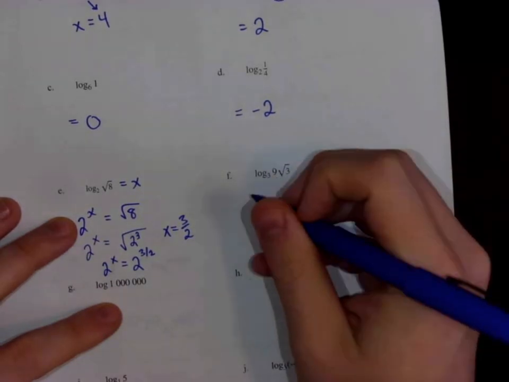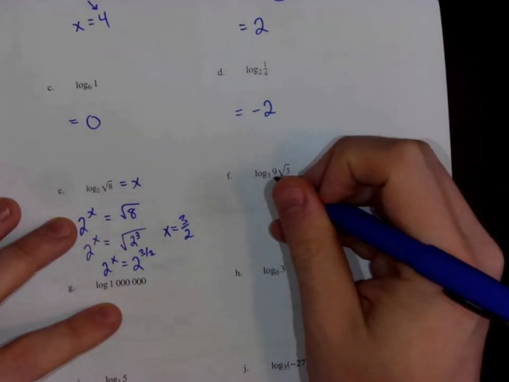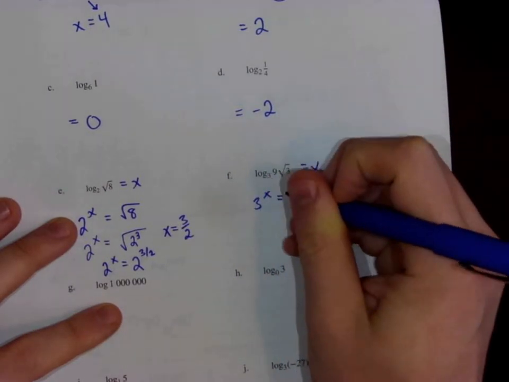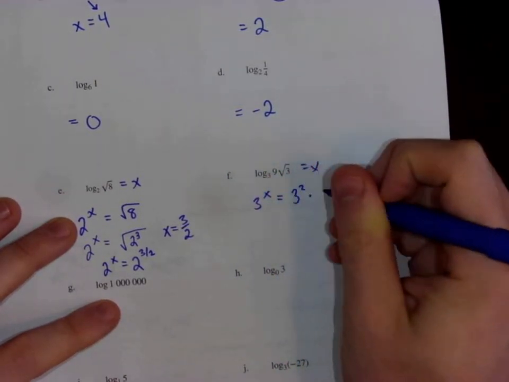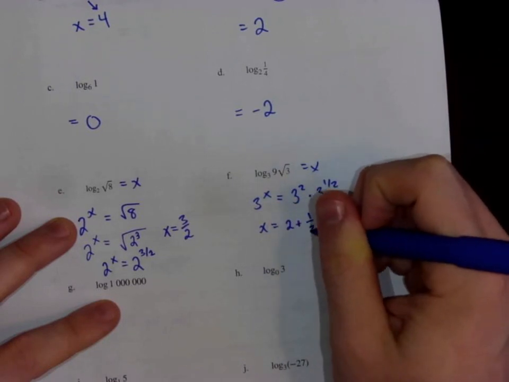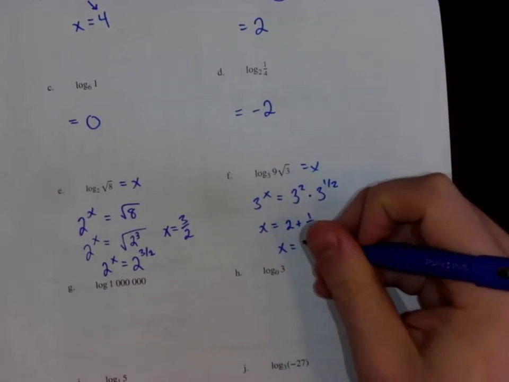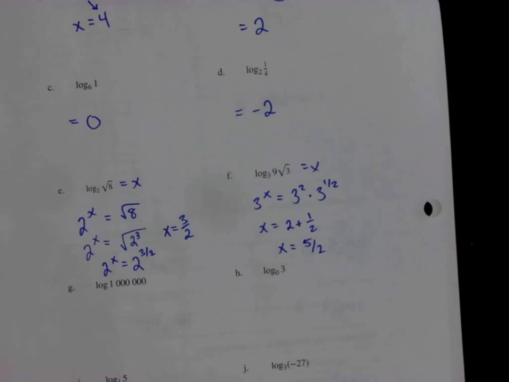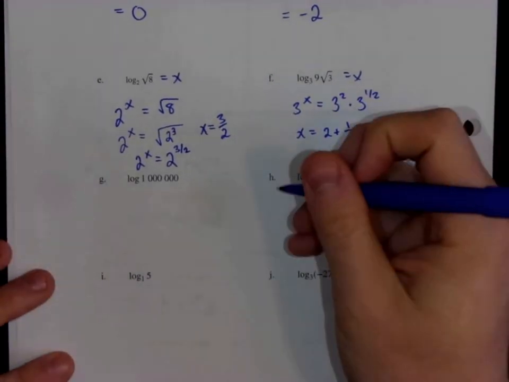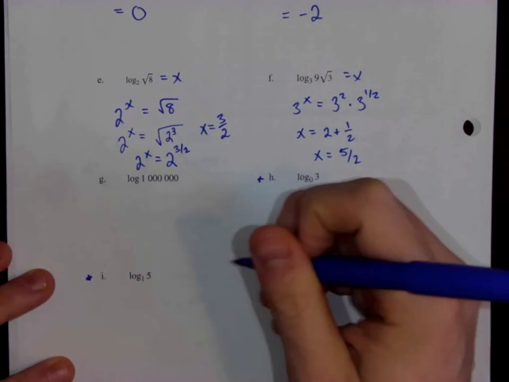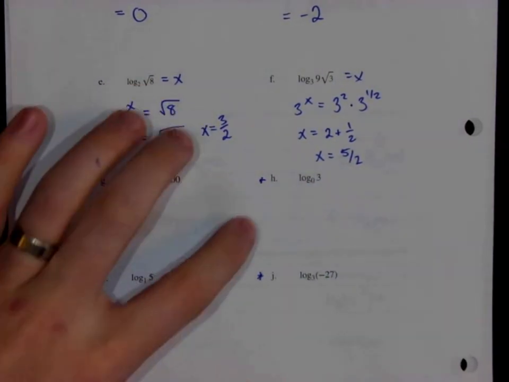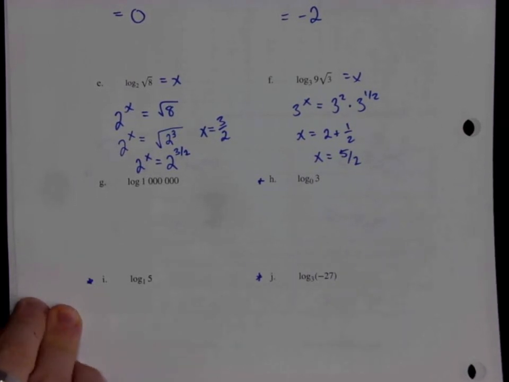Okay, and then in this case we've got the same idea. We've got 3 to the power of x equals, let's change the 9 to 3 squared. Let's change the square root 3 to 1/2. So x equals 2 plus 1/2, and x in that case would equal 5 over 2. Okay, I'll leave the rest of the page to you guys. I want you to be careful with h, i, and j, because there will be some definition type stuff that you've got to watch for, all of them being no solution. Go back to the last page and you'll see why that's the case.